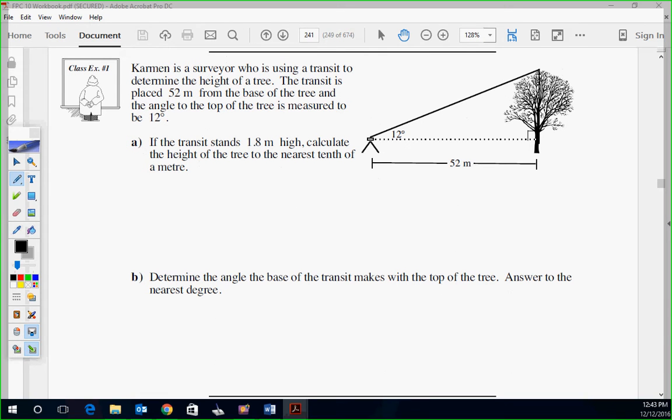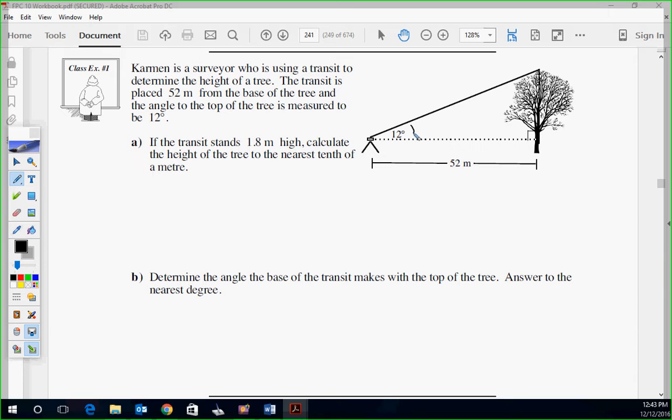Example 1. Carmen is a surveyor who's using a transit to determine the height of a tree. The transit is placed 52 meters from the base of the tree, so that's what this distance is here. And the angle to the top of the tree is 12 degrees. If the transit stands 1.8 meters high, calculate the height of the tree to the nearest tenth of a meter. So how are we going to use the information they just gave us? What are we going to do with it?